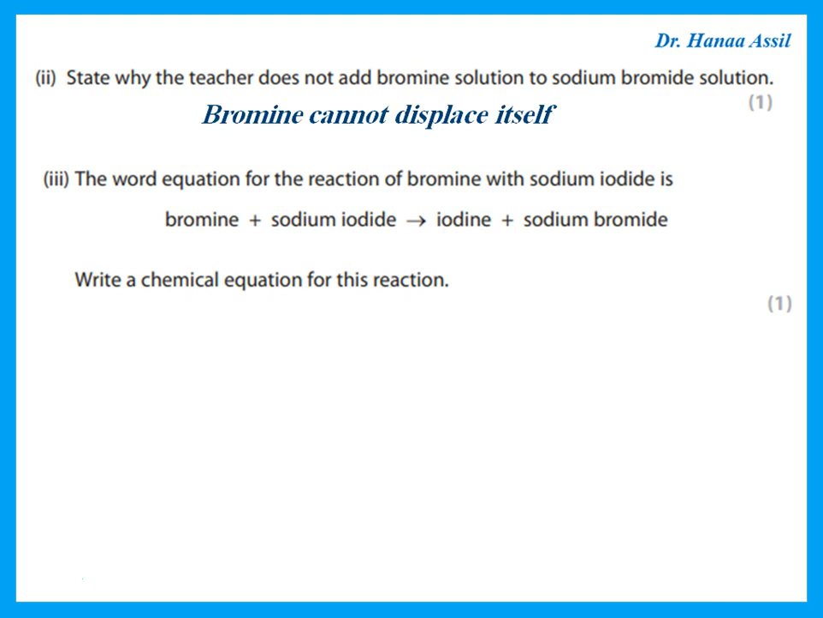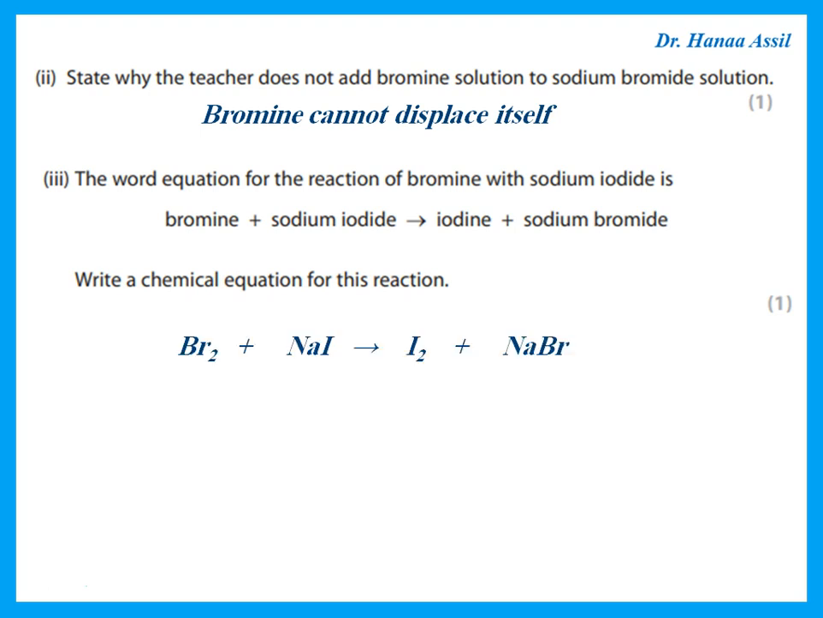This is because the halogen cannot displace itself. So bromine cannot displace itself. The word equation for the reaction of bromine with sodium iodide is this. Of course, bromine is more reactive than iodine, so it displaces it. And he gives you the word equation and he wants you to write the chemical equation.